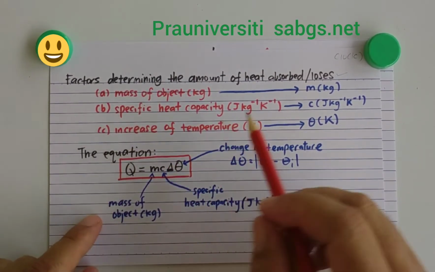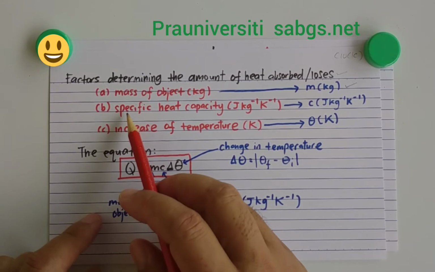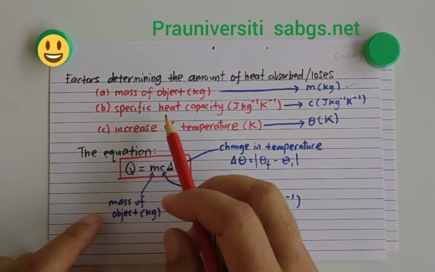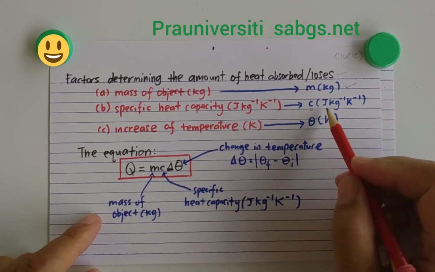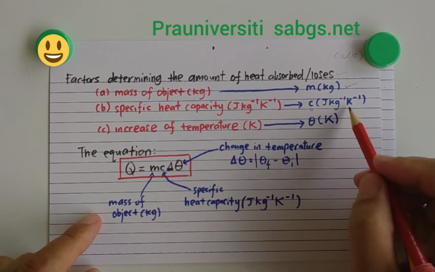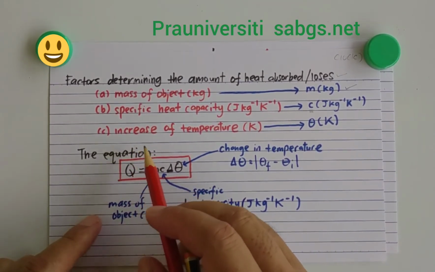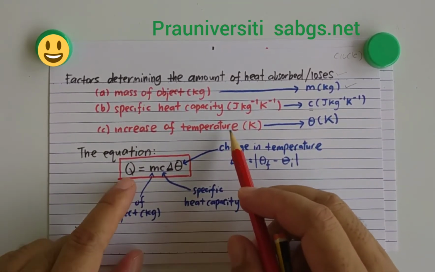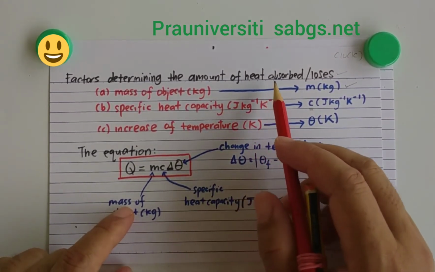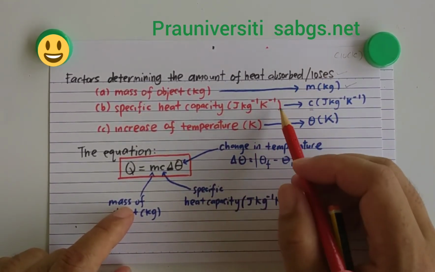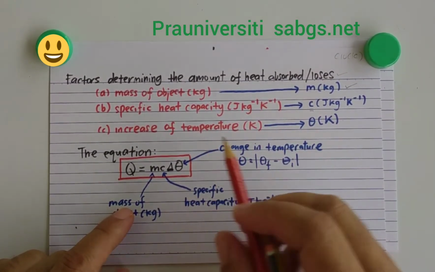The symbol for mass of the object is m. The second factor is specific heat capacity. The symbol is small c, and the unit is joule per kilogram per Kelvin. The third factor is the increase of temperature. That means the temperature will change either when the object absorbs or loses the heat energy. So these are the three factors.